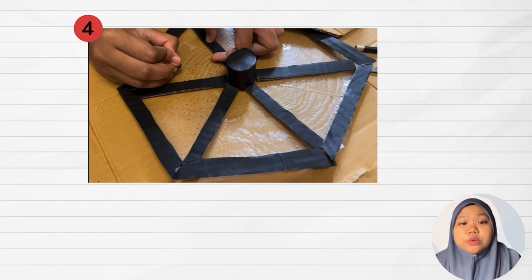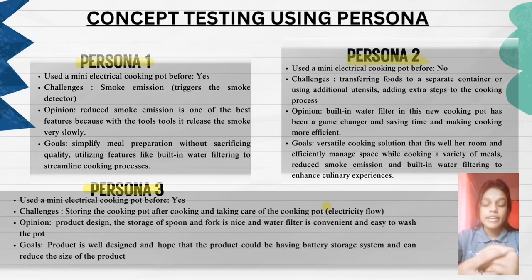Lastly, we build the cover using plastic and cardboard. We built the lid with plastic to represent the lid of every pot on the market that is clear. Now I will explain about the concept testing using persona.